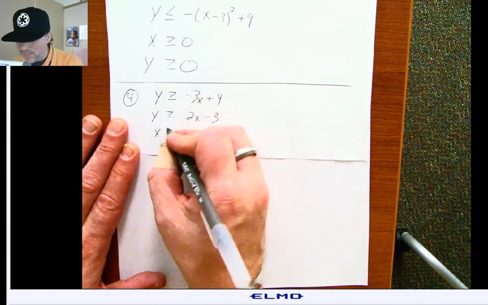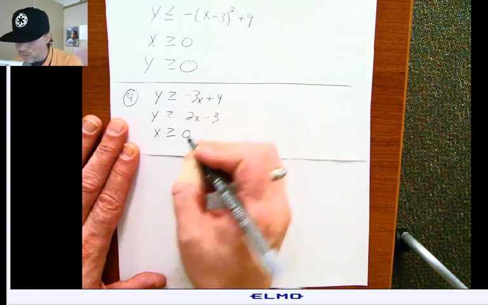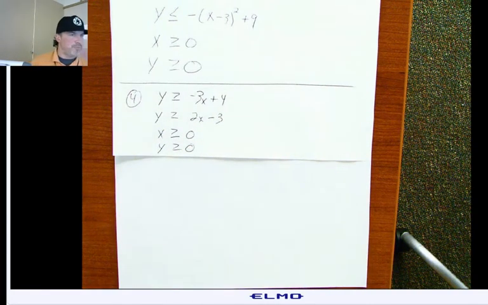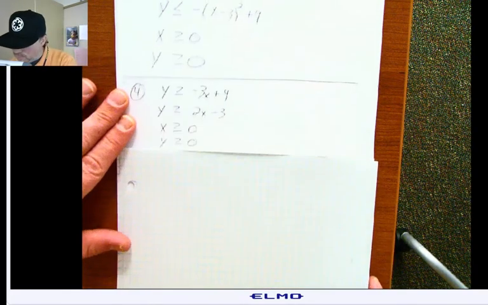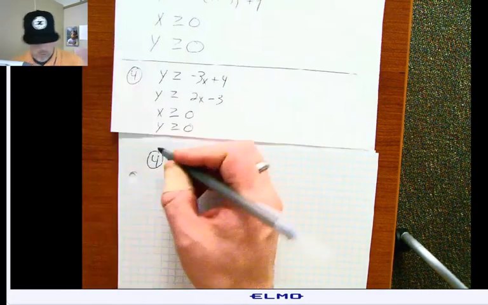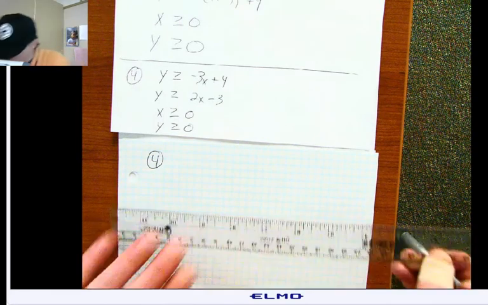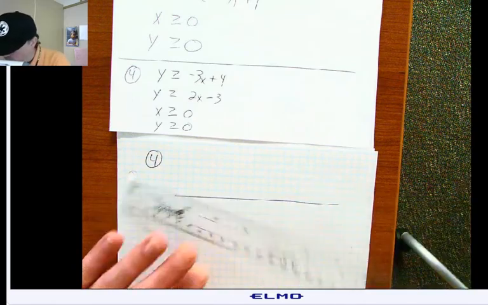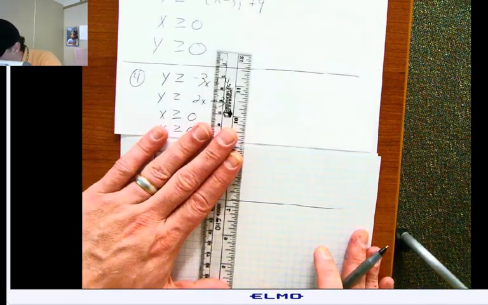And let's keep the same thing. x needs to be greater than or equal to 0, and y needs to be greater than or equal to 0. All right. Number 4, draw x-axis, y-axis. And these are all linear. So just jump straight into it and start graphing.